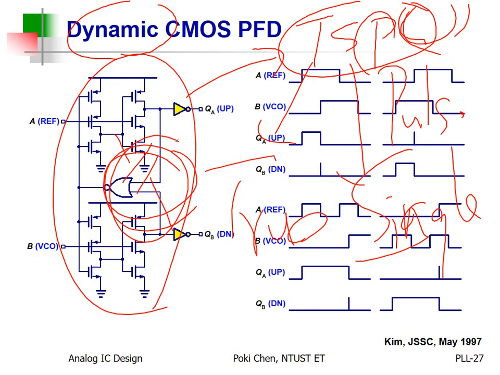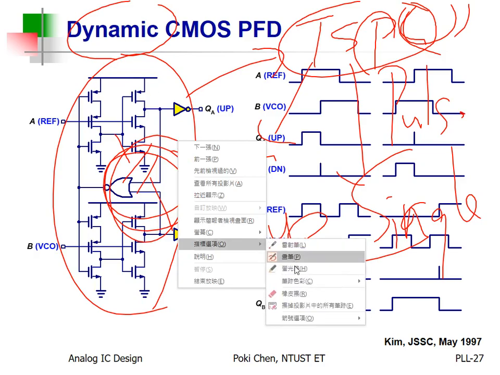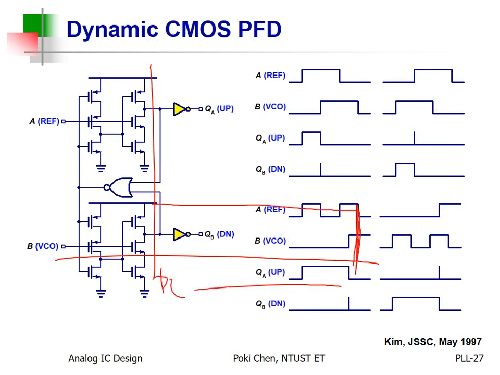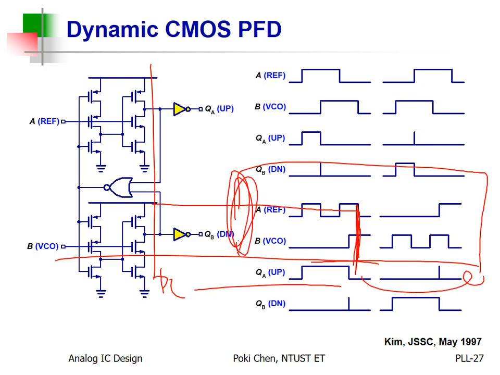So in the frequency band, allow me to show you again. Maybe this is for the static one, from DC to some kind of frequency limit. And how about the dynamic one? It works at much higher frequency, but has a lower limit. It cannot operate at DC.